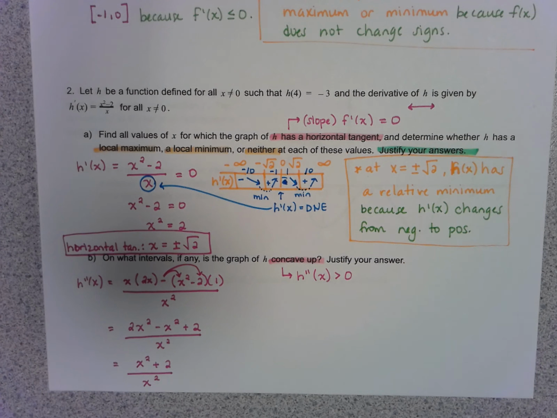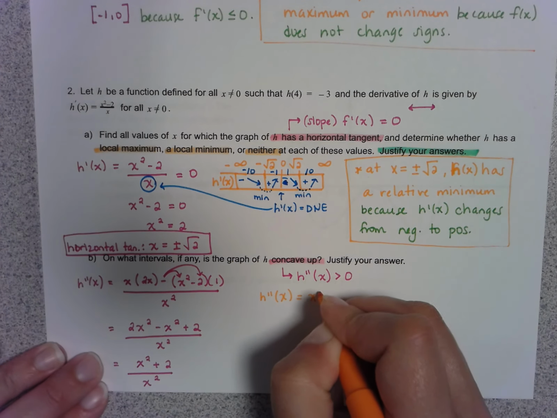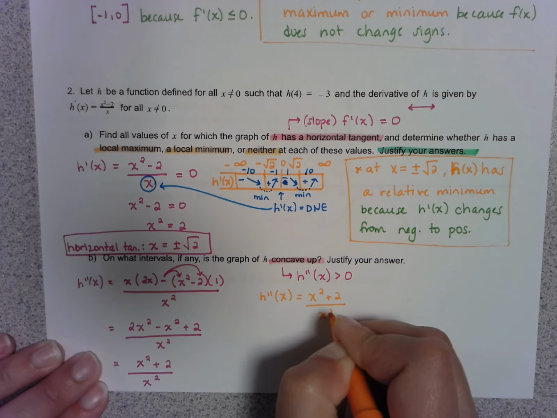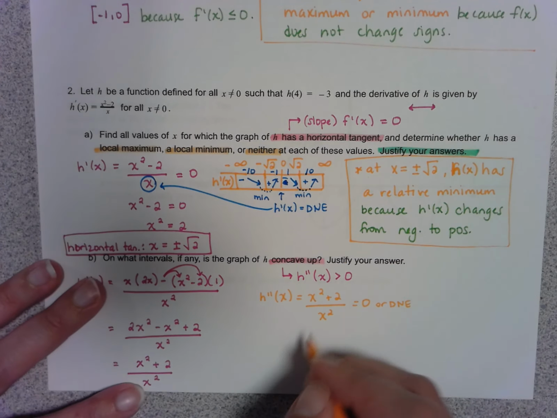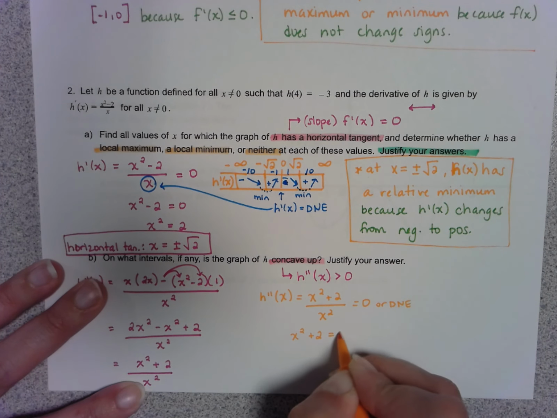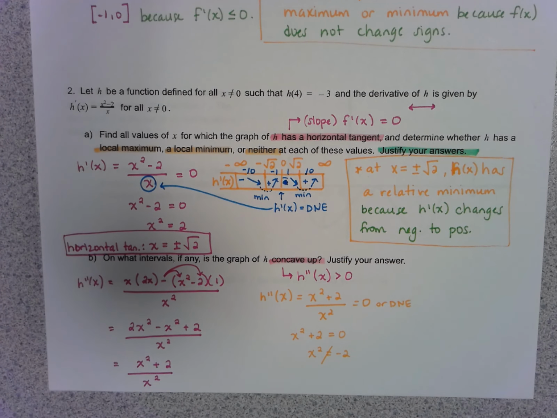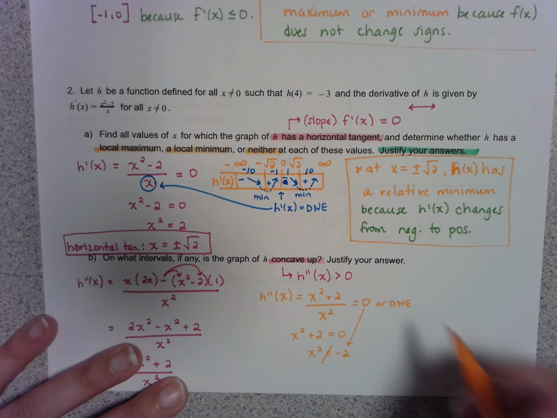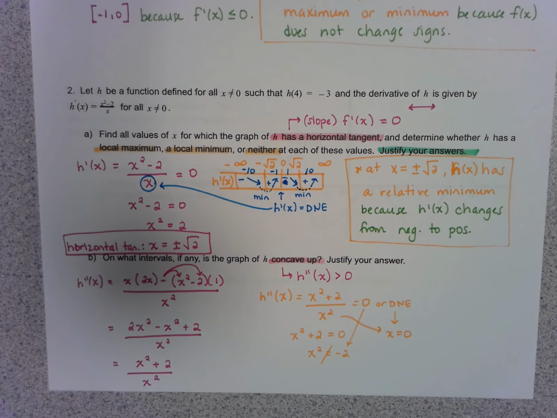Now I want to know when I'm concave up. So the first thing I need to do is figure out where the second derivative is equal to 0 or does not exist, because those are going to be potential places where my concavity could change. So h double prime of x, which is x squared plus 2 over x squared, equals 0 or does not exist. For the equals 0 part, if I multiply by x squared, I get x squared plus 2 equals 0, which means x squared equals negative 2. Now that's never going to happen, so that doesn't give me any solutions. So that's the equals 0 part. For the does not exist part, that would just be when x is 0, because that would make the denominator of this equation undefined. It would make the function undefined because the denominator is 0.